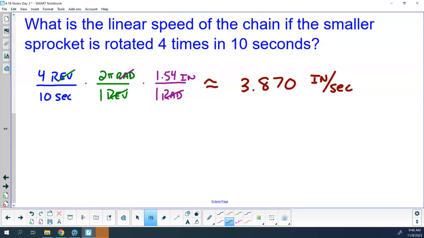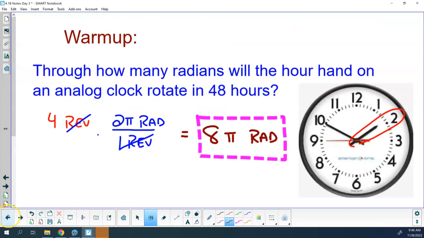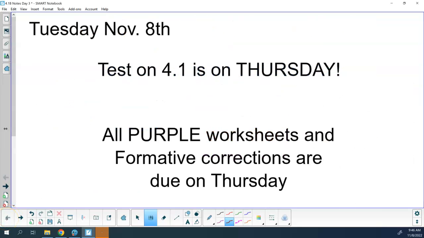All right. So again, to refresh memory, and I'm going to give you now the rest of the time. Okay. So you got plenty of time to work on SIF. Test is on Thursday. Purple packet due on Thursday. Green formative corrections due on Thursday. Puff and gas for blue extra credit due on Thursday. Okay? All that stuff due Thursday.